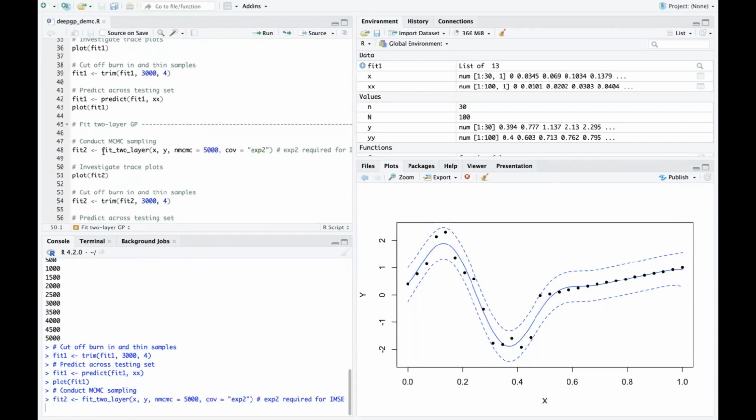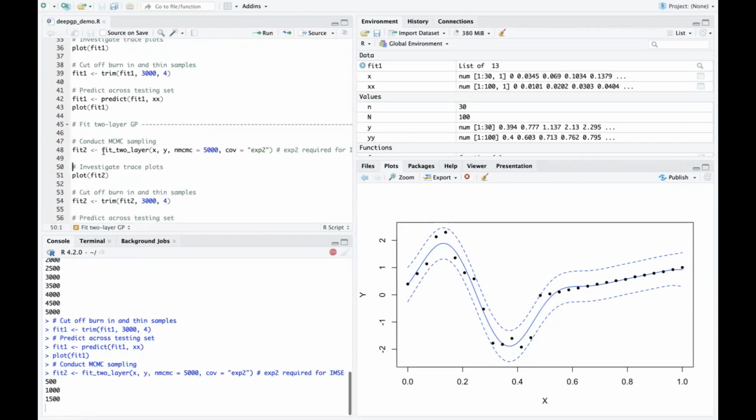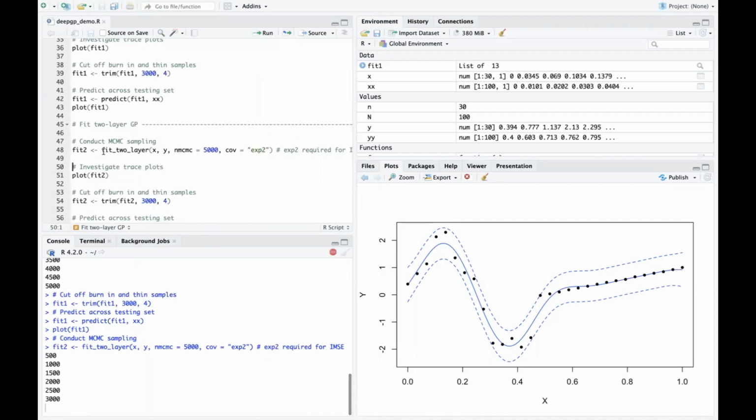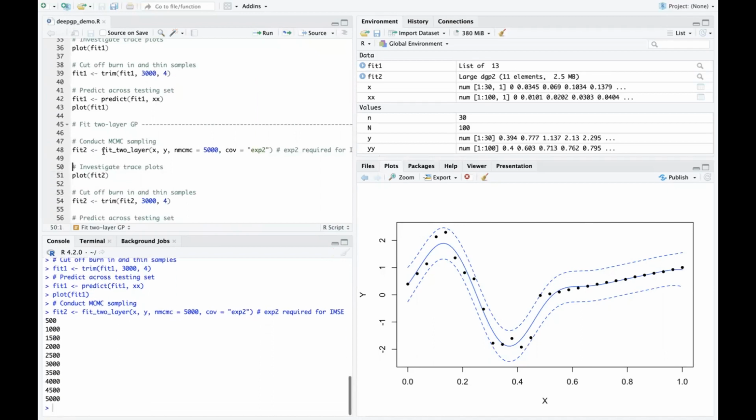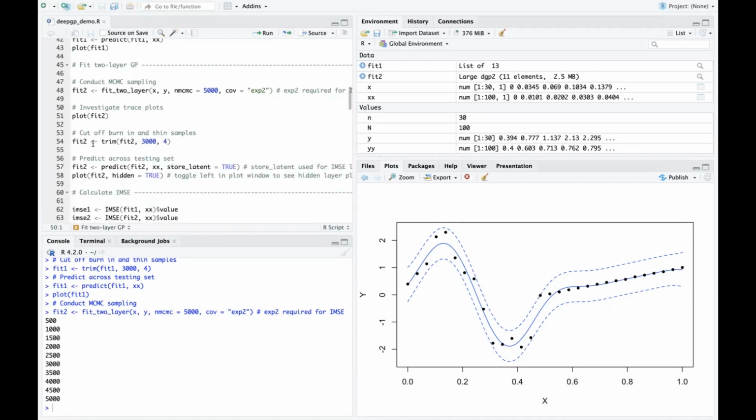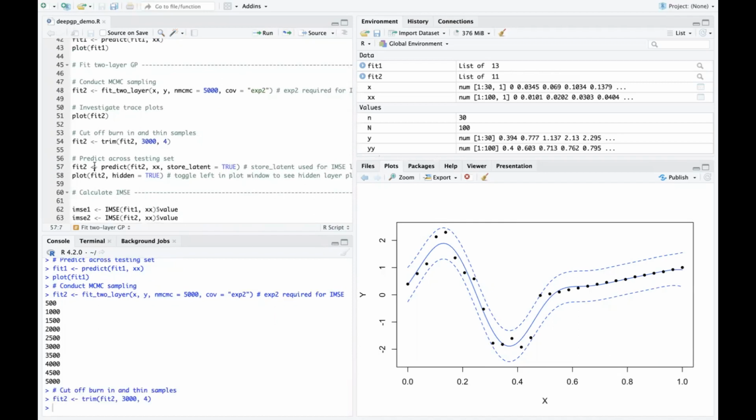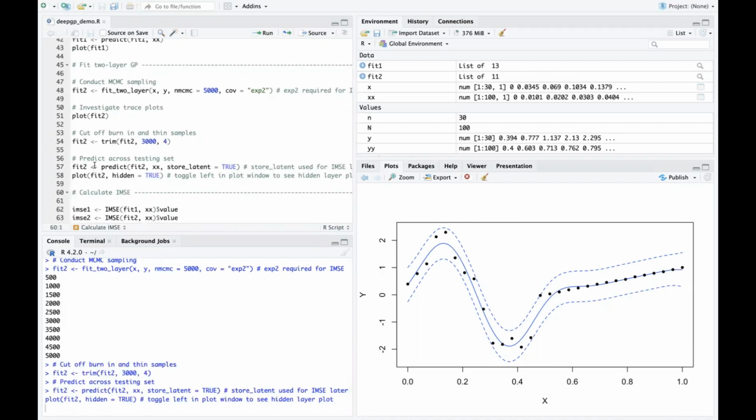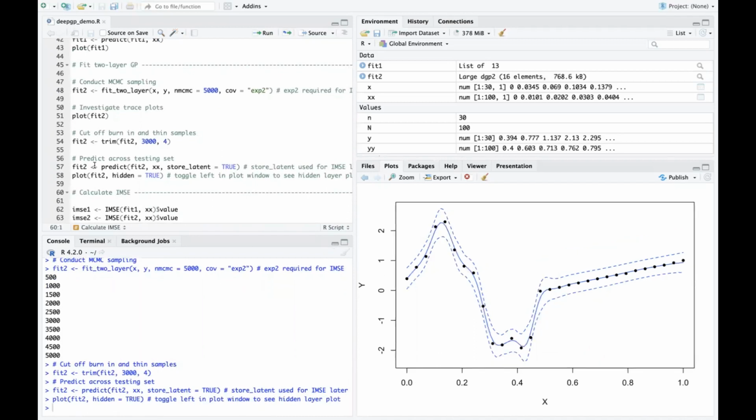Here's a 2-layer fit. It's a little slower because it's doing more work. It's doing this elliptical slice sampling that the 1-layer doesn't have to do. The same number of MCMC iterations though. And then I'm going to make a plot. And it's going to be a little different than what I showed you on the slide. The reason for that is that the defaults were different in the package compared to what I did to make the slide. But you can see that it's now picking up on the extra wiggliness here, and the variance is reduced. If I just use the back button.